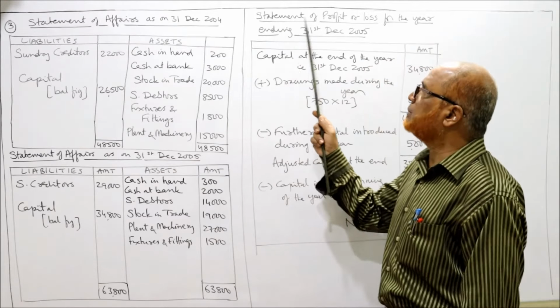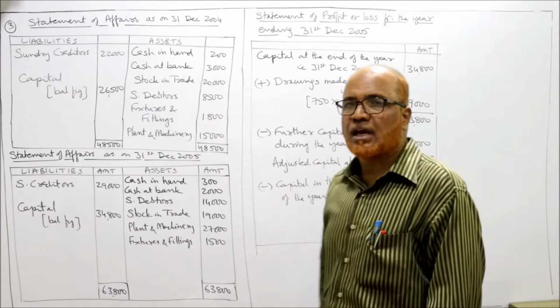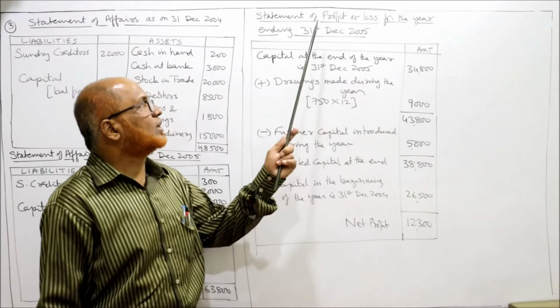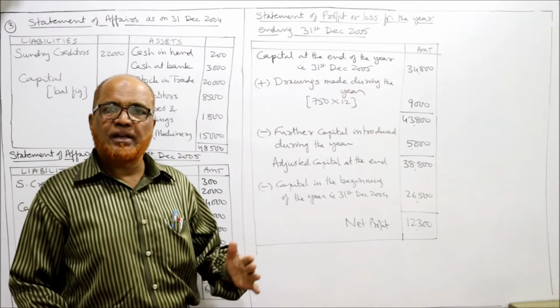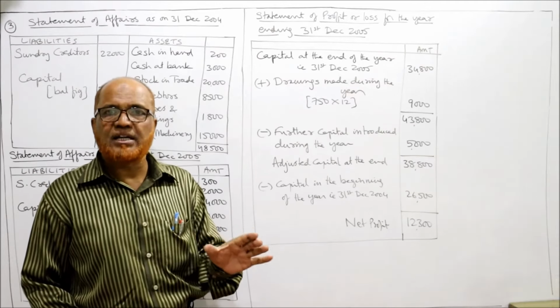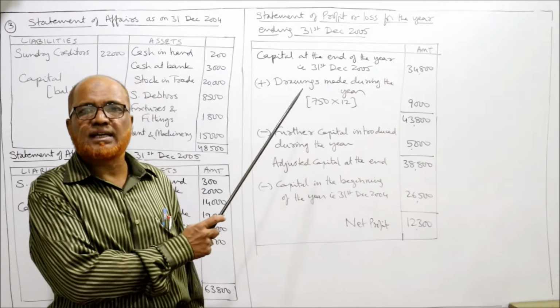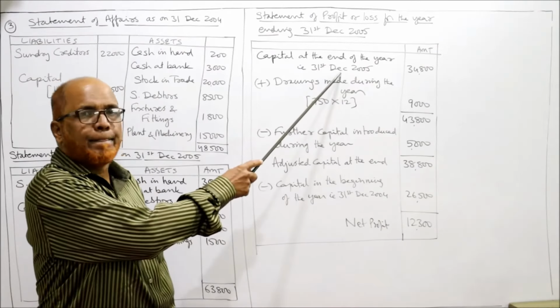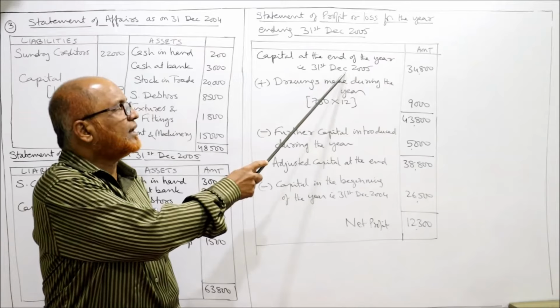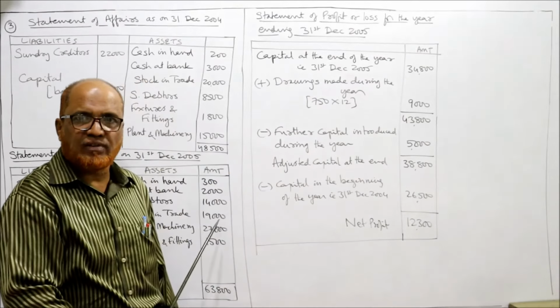Now we can make the statement of profit or loss. See carefully. Statement of profit or loss for the year ended 31st December 2005. Already we have prepared it in the previous problem also. The format you have to remember. First we take the capital at the end of the year, 31st December 2005. The current year's end of the year capital is 34,800. Just now we have calculated.